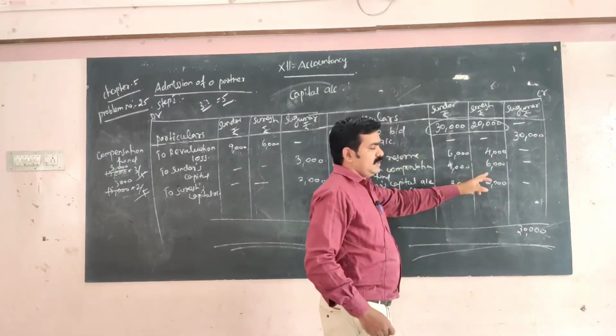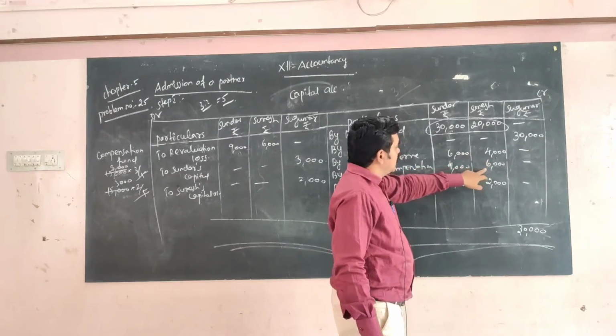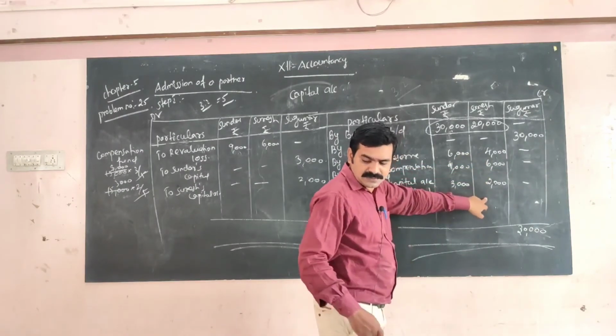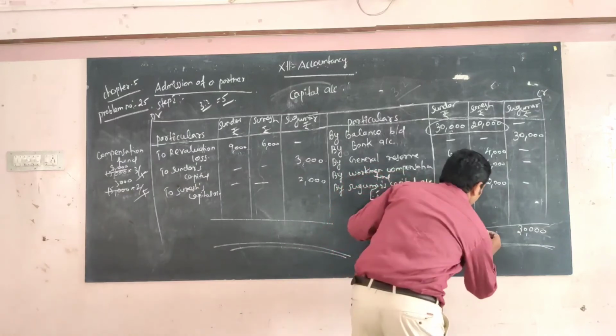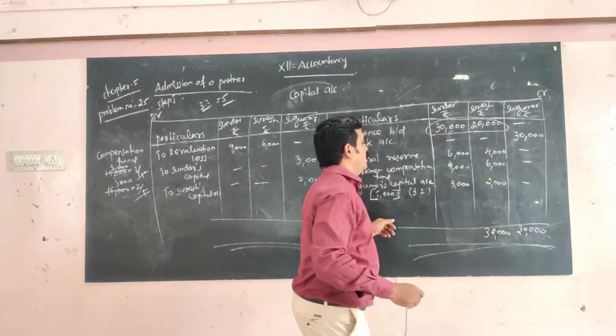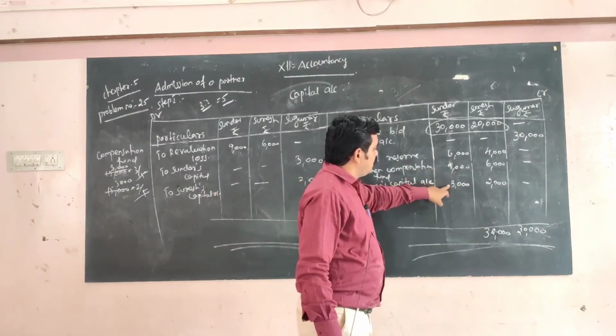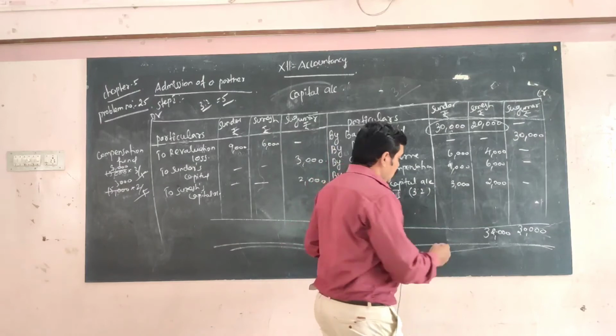20,000 plus 4,000 is 24,000, plus 6,000 is 30,000. 30,000 to 32,000. Okay, 32,000. Then 30,000 and 6,000 is 36,000, 45,000, 48,000. Okay, 48,000.